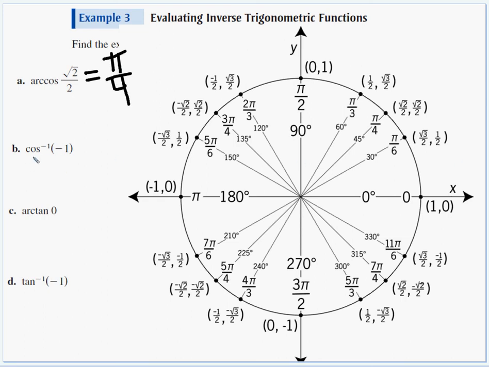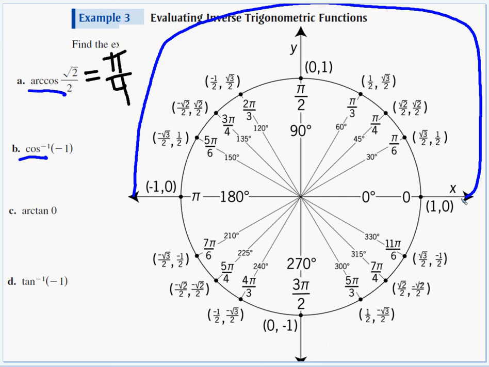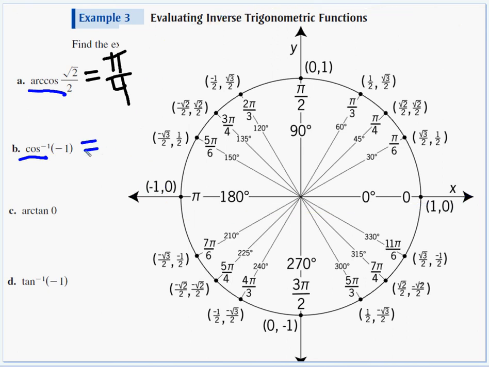Up next, the cos inverse. Notice they changed the notation a little bit. Same thing. Cos inverse of -1. So again, staying in the good neighborhood, we want to find an x value of -1, and there it is. What angle made that happen? Well, that would be pi radians, equals pi.